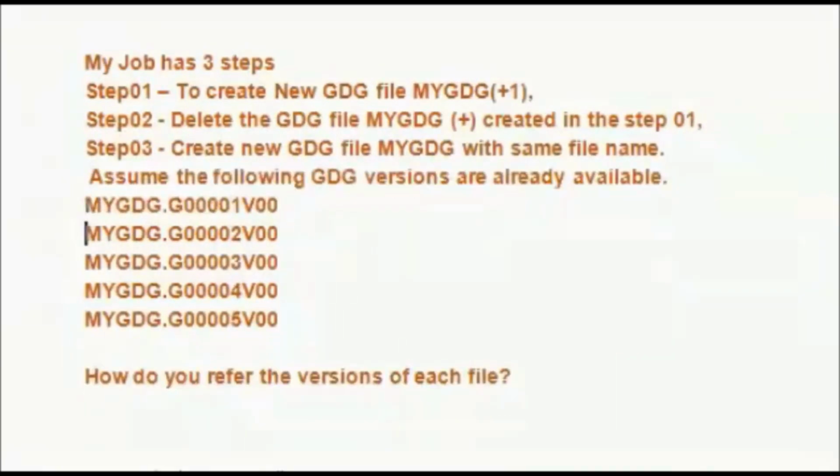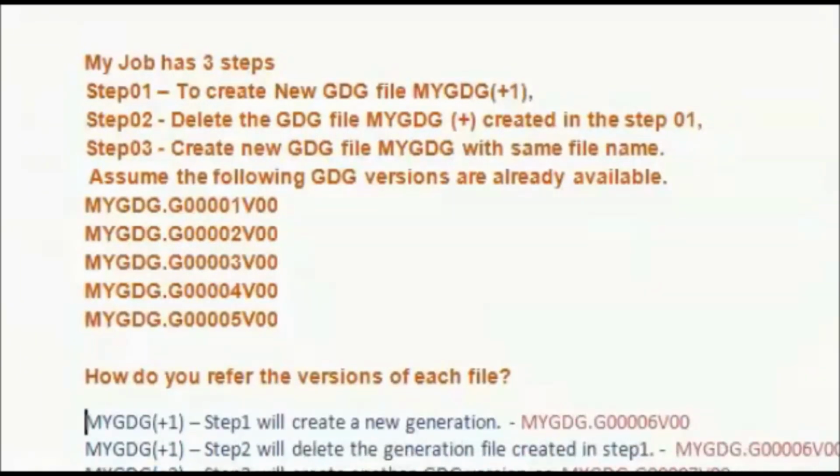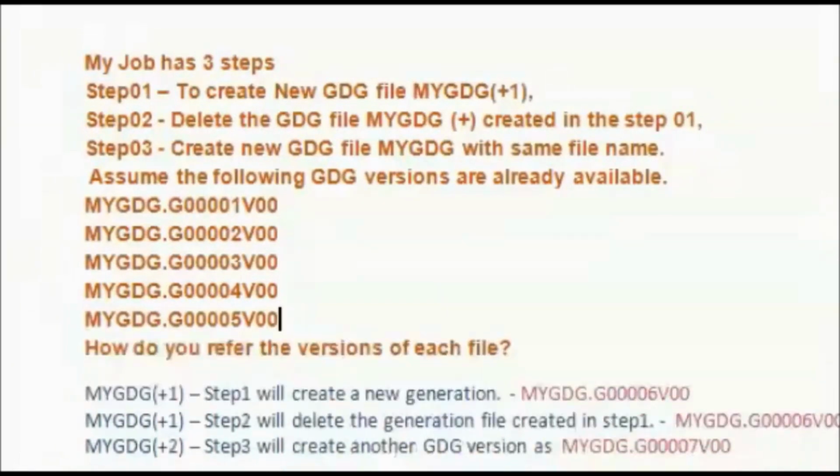Okay, in step 1, I'm creating a new generation. So my new generation file will be like this: MYGDG.G0006V00, because we already have 5 generations, so the new generation will be created like this. Step 2, delete the generation file created in step 1. So generation 6 will be deleted.